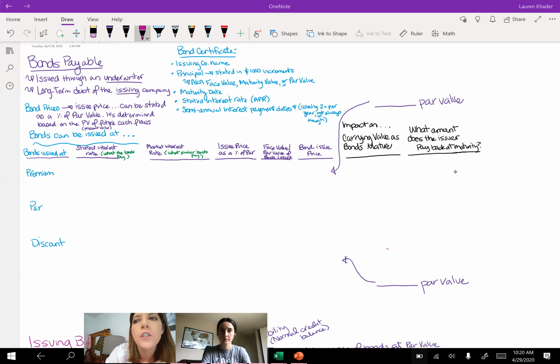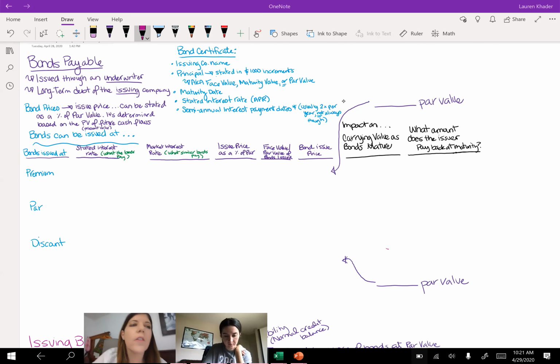So bonds are issued through an underwriter, and an underwriter is a bank. Basically, the company going out for the bond indenture is going to use this bank to actually issue the debt for them. I'll get to that in a second, Sammy.